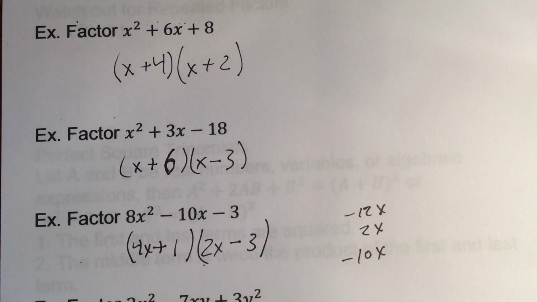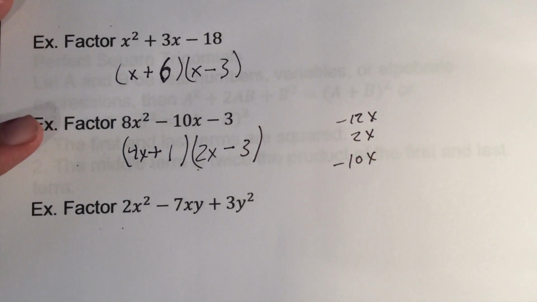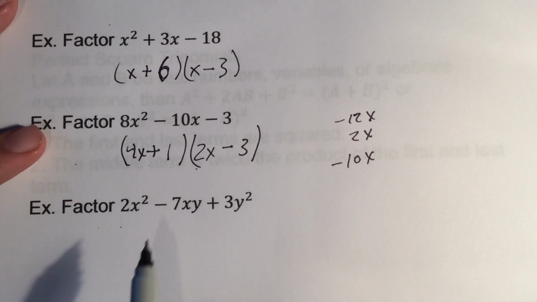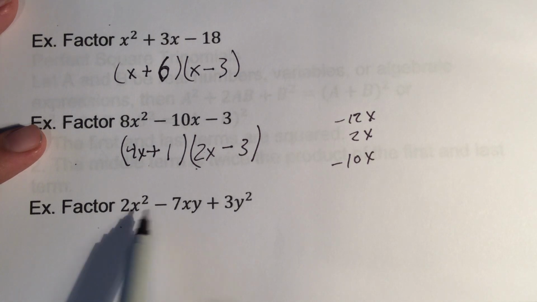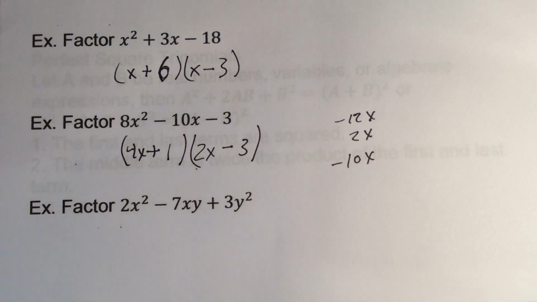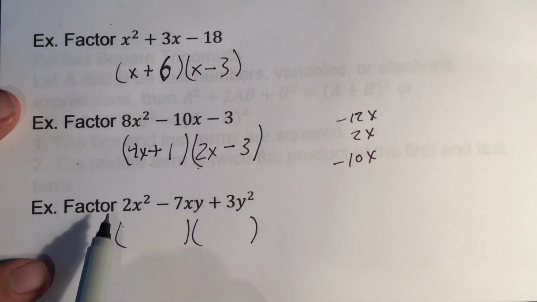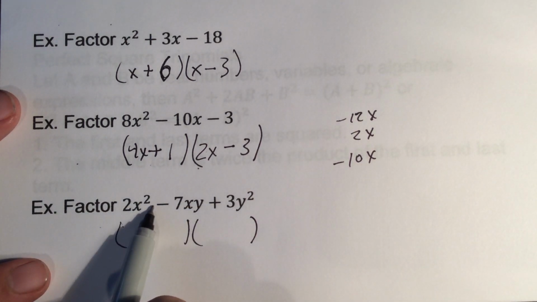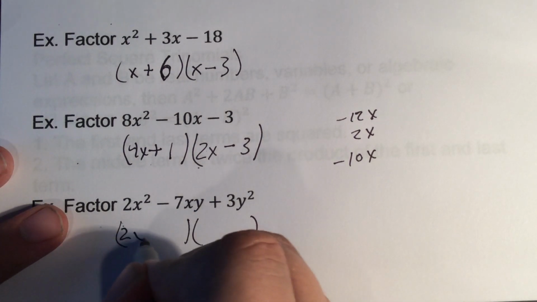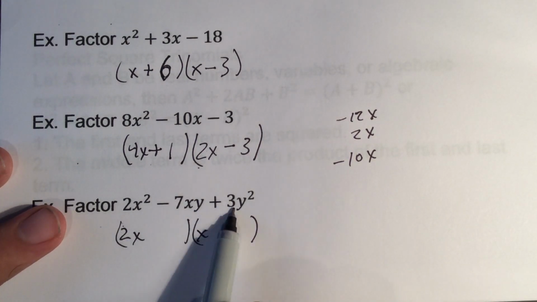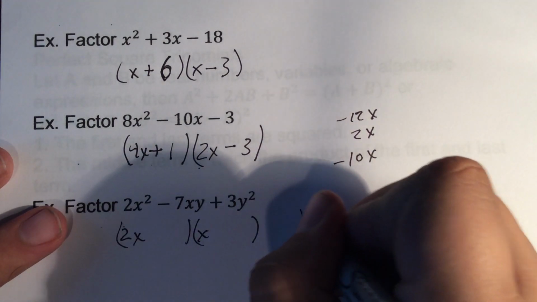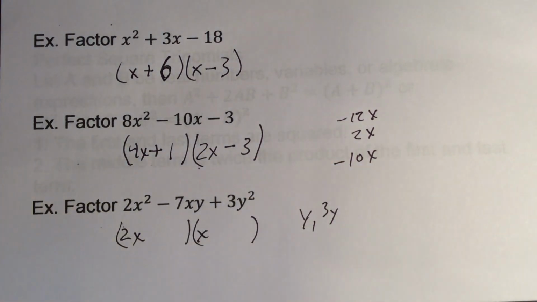Now, there could be more than just one set of variables going on here. So here we have x's and y's. But it still factors out the same way. So 2x squared. Well, the only combination there would be a 2x and an x. 3y squared, my only combination would be y and 3y.